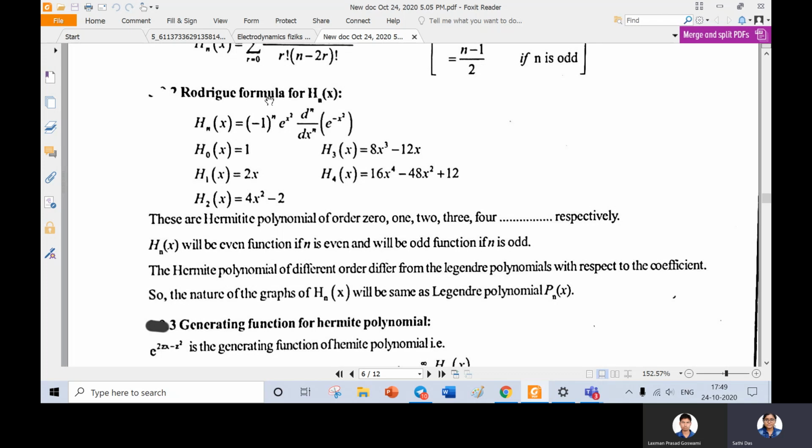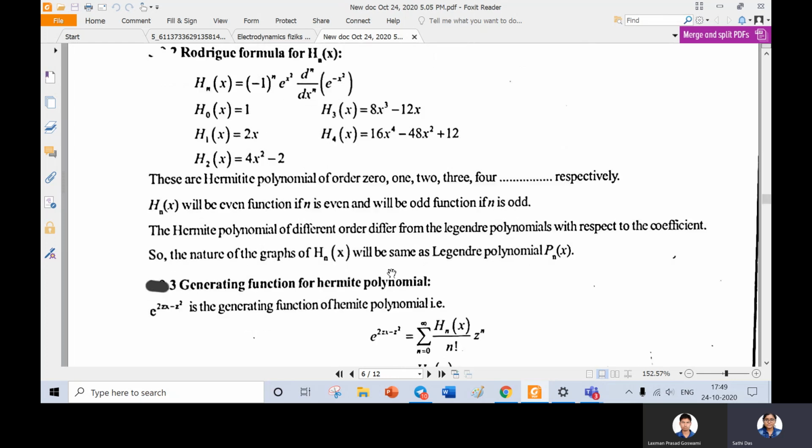If you just remember this formula, even if you don't remember all the values, you can put 0 in place of n and you get H_0(x). You can put 1 in place of n, you will get H_1. Similarly, you can get higher orders.